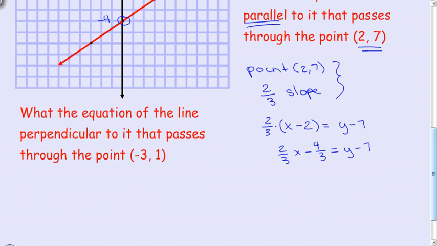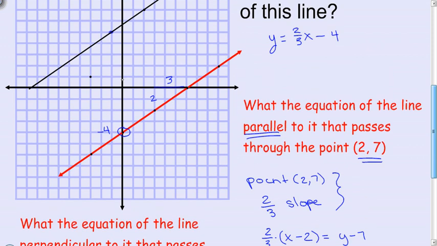and then isolate the y by adding 7, you can get it in slope-intercept form. Y equals 2/3 x plus 5 and 2/3. And if we come back up here and check this, this should make sense. 1, 2, 3, 4, 5, and 2/3 seems like a reasonable y-intercept for that one.